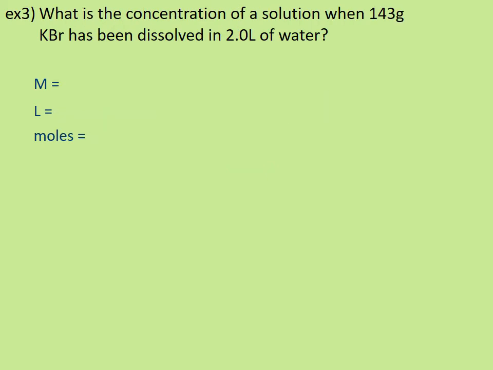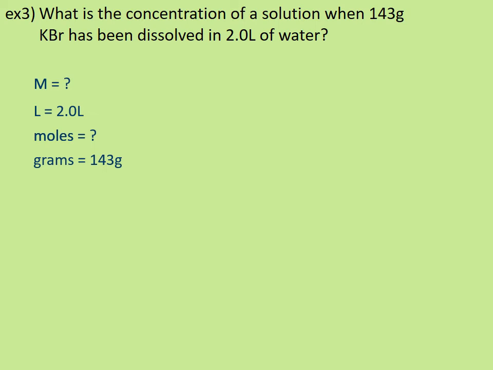Example 3. What is the concentration of a solution when 143 grams of potassium bromide have been dissolved in 2.0 liters of water? M is concentration, and it says what is the concentration? So that is what I'm looking for. Liters, I'm told I have 2.0 liters of water, and moles, I have not been given, but I have been told grams are equal to 143.